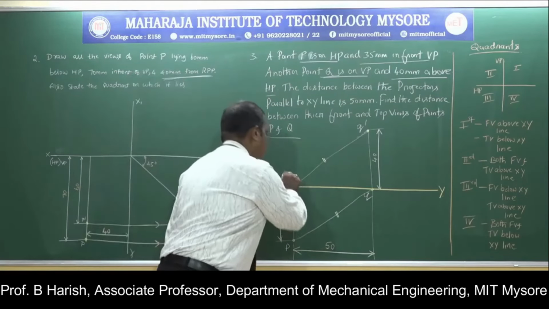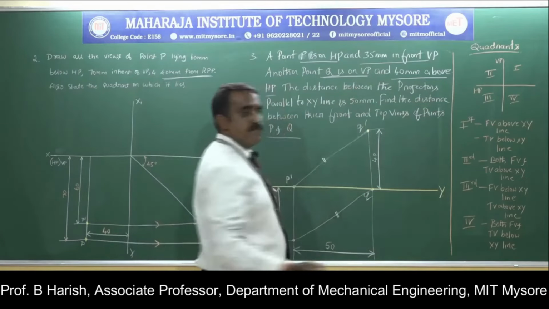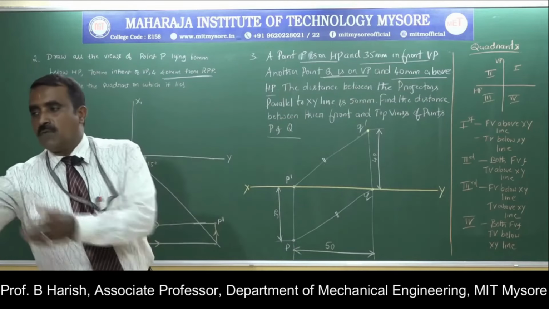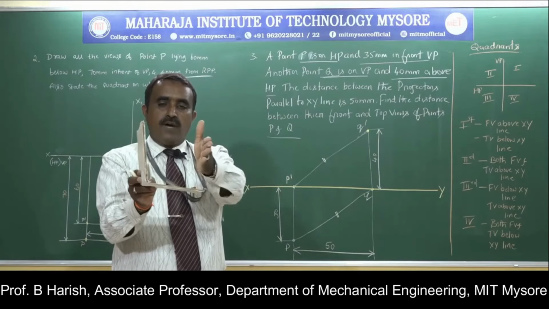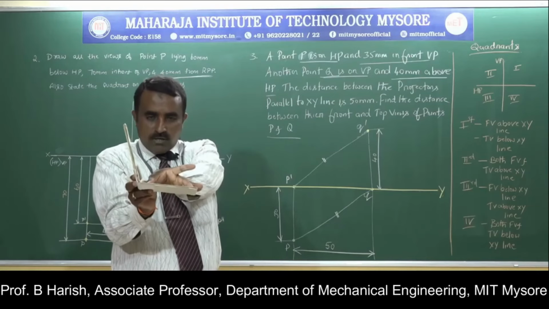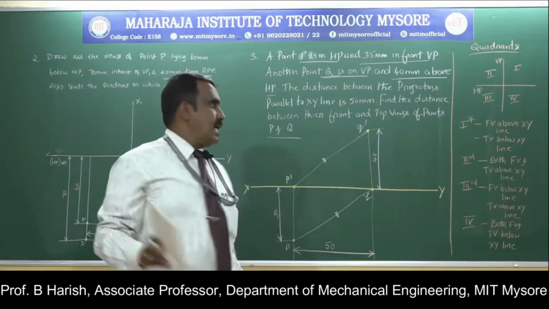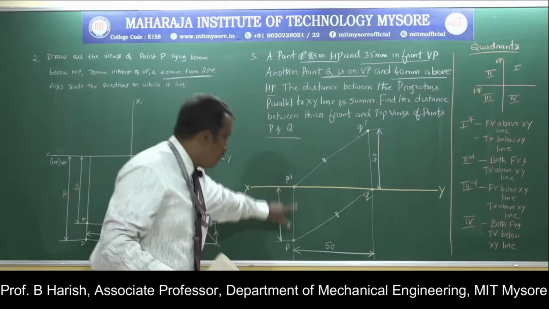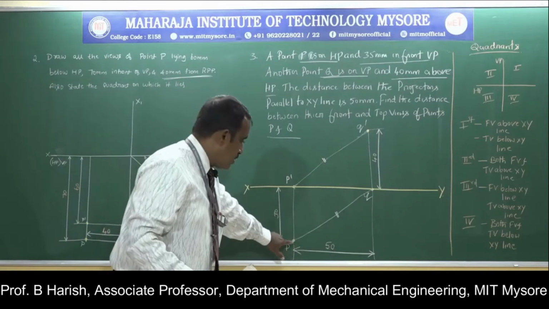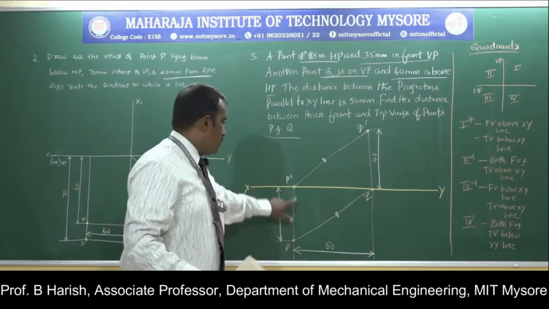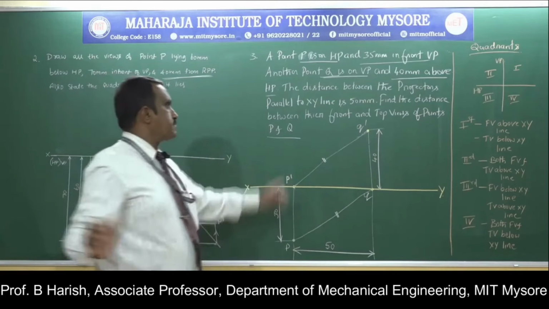So here this point P dash is on the XY line, and it is 35 mm in front of VP. Front of VP means it will always be below your XY line. This is the horizontal plane, this is the vertical plane, and 35 mm in front. So from P dash, that is the front view, you measure a distance of 35 mm and locate the position of the projection of the point. That is P, your top view, and this is the front view. This is the projection of point P.